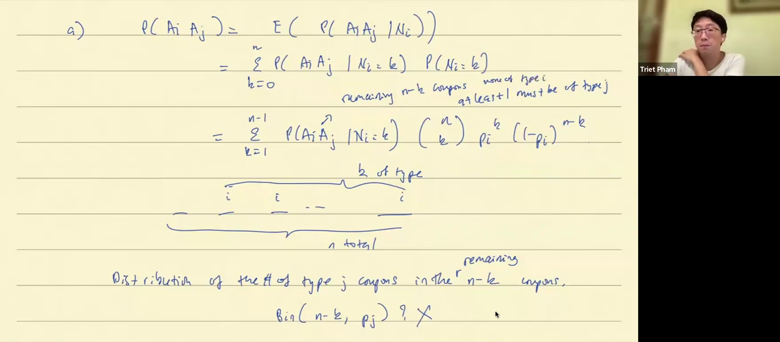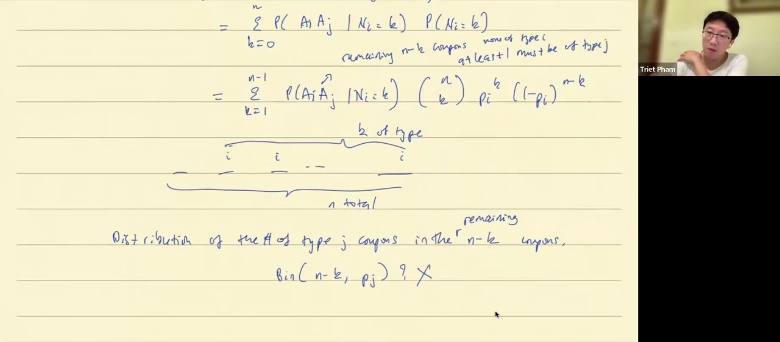Does it make sense? Because we already look at all types I there are, and we look at the remaining ones. So the one thing we know about the remaining ones, besides the fact that there are n minus k left, is that none of them can be of type I. That will influence the success probability here.